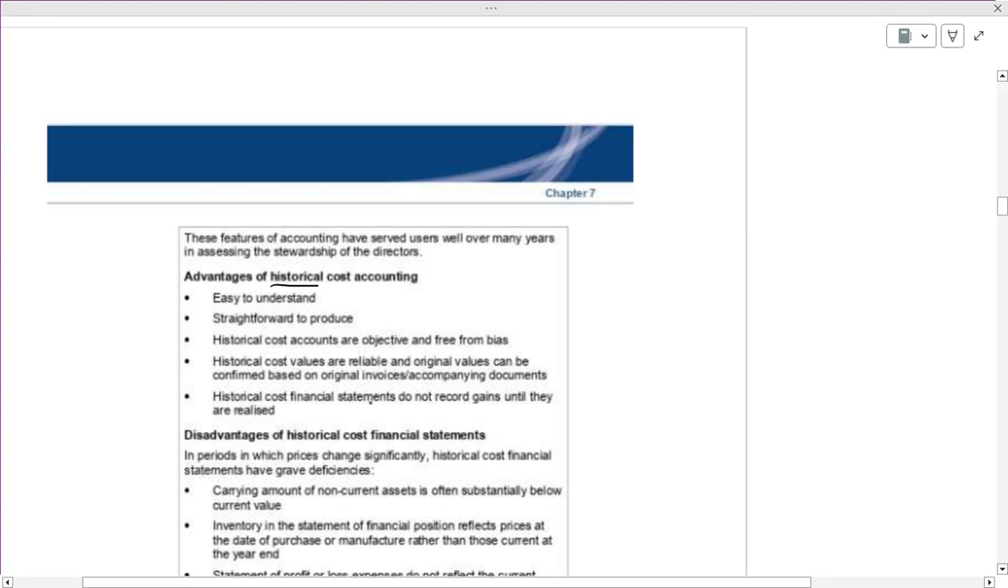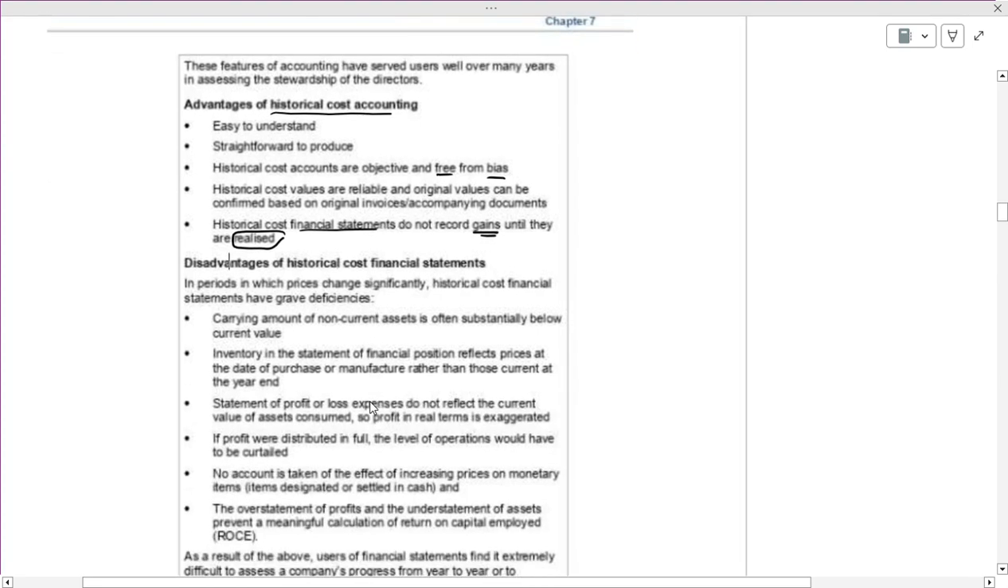What are the advantages? I'm telling you on record, nobody will ask this. It is straightforward to produce. Historical cost is objective. It is free from bias. Financial statements do not record gains until they have been realized. These are a few advantages of historical cost accounting.